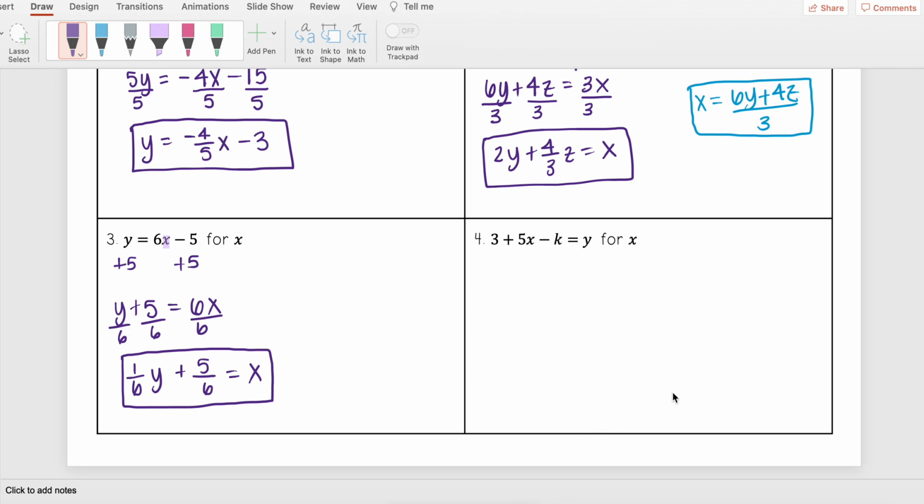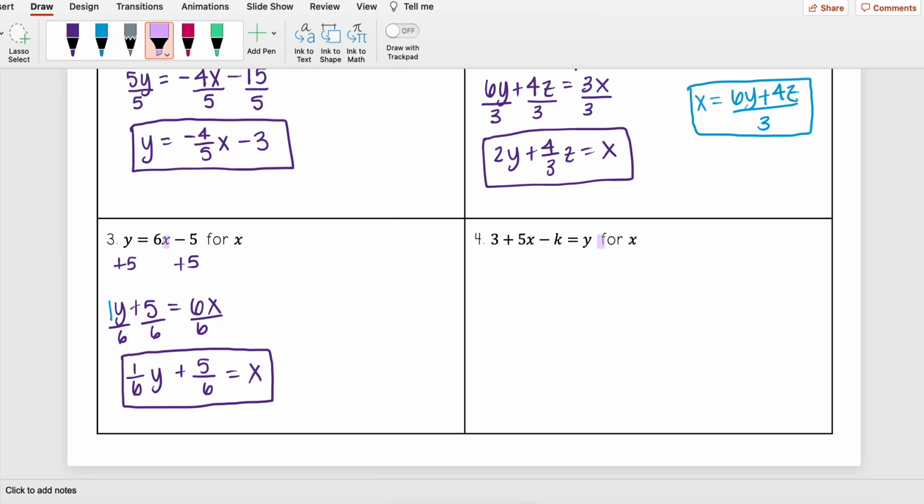So the answer you should have gotten here was 1/6 y plus 5/6 is equal to x. You could have left this as y over 6. Either way is fine. Again, when we get to later units, you will need to have it as a fraction out in front. And the way I got that 1 is that there is always a 1 in front of any variable that doesn't have a number in front of it. There's really an invisible 1.